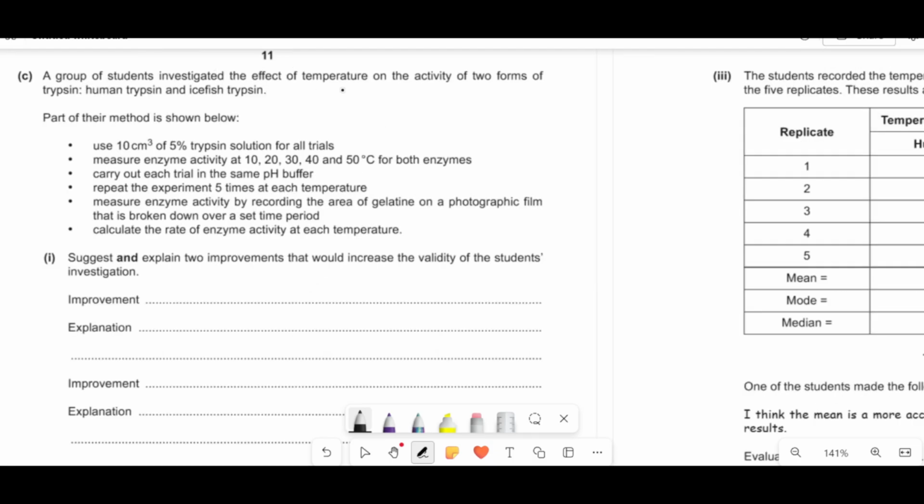So a group of students investigate the effect of temperature on the activity of two forms of trypsin, human trypsin and ice fish. Part of their method is here. So they get 10 centimeters cubed of 5% trypsin solution, measure enzyme activity at 10, 20, 30, 40, 50 degrees, each trial at the same pH, repeat them 5 times at each temperature, measure the enzyme activity by recording the area of gelatin on a photographic film that's broken down over a set time period, and then they calculate the enzyme rate at each temperature.